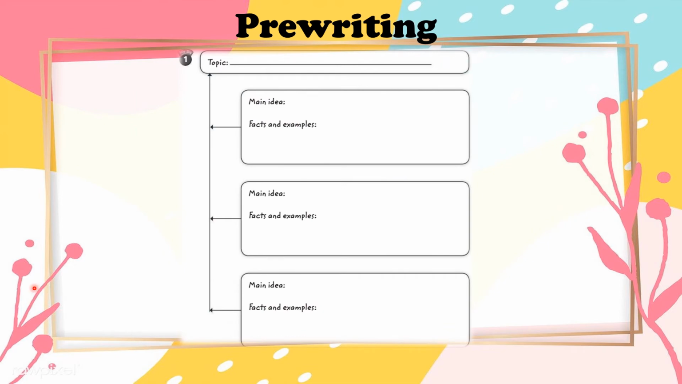So at this point, you can start thinking about a topic for the explanatory essay that you'd like to write about, and then try and divide the chunk of ideas into three main ideas, okay? And provide facts and examples or supporting details for each main idea. And don't forget to write a conclusion towards the end.